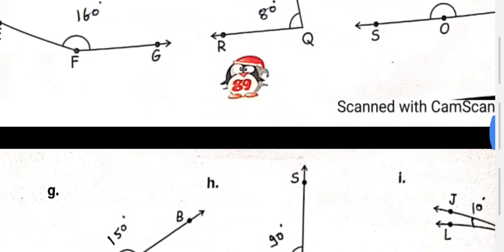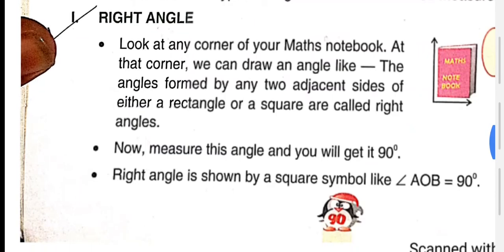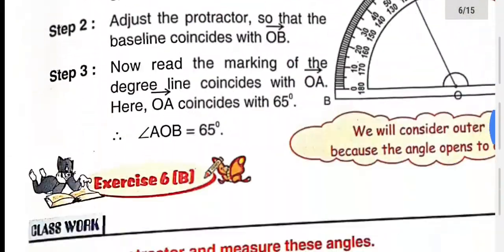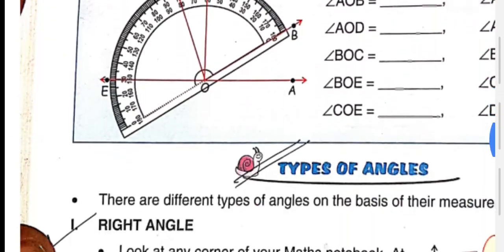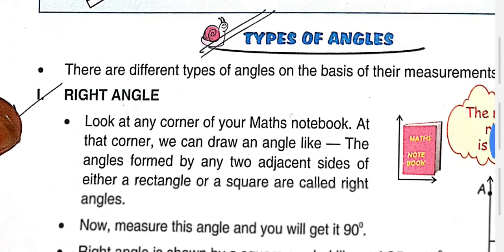So exercise 6b is also completed, very easy, you just have to measure the angle only. Now I am going to tell you the names of angles, the types of angles. There are different types of angles on the basis of their measurement.